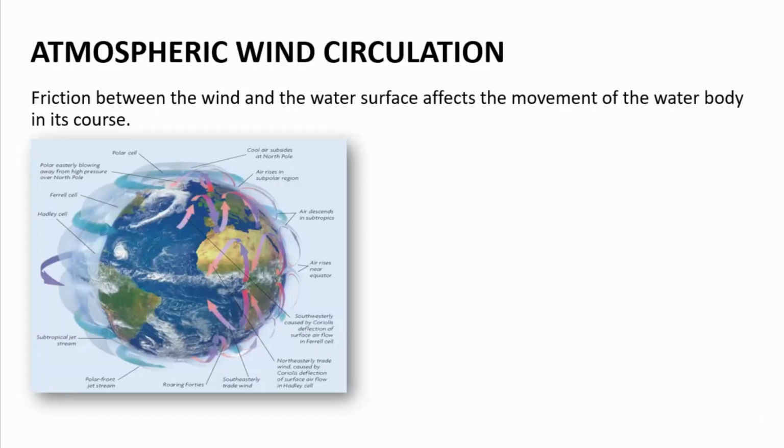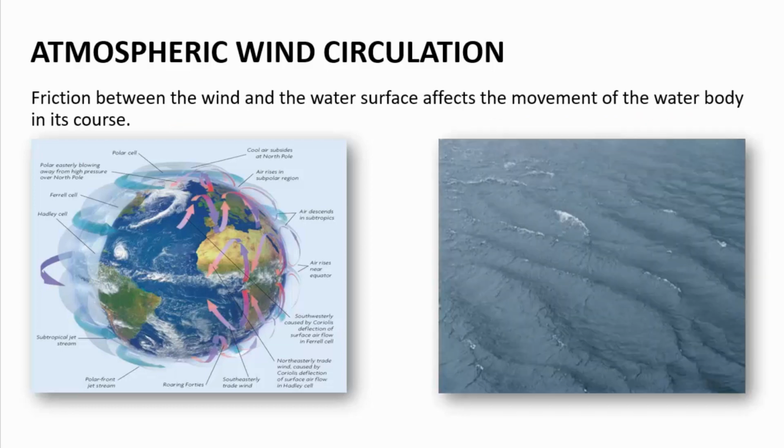The next in our list that affect the movement of water is the atmospheric wind or circulation of these winds. The friction between the wind and the water surface affects the movement of the water body in its course. We all know how the waves are formed. Due to movement of air, there is formation of ripples, something like this as you can see in the figure. These ripples collectively form a larger wave. Those waves are responsible for the movement of water, mainly the upper topmost layer of the sea surface or the oceanic water. So they are also responsible for the movement of seawater.